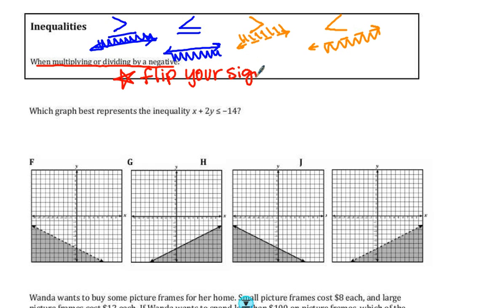Alright, so flip your sign if and only if you multiply or divide by a negative. Usually that'll be in your last step. If you had like negative 2y is less than blah blah blah, then we would divide by negative 2 and therefore reverse the inequality sign.